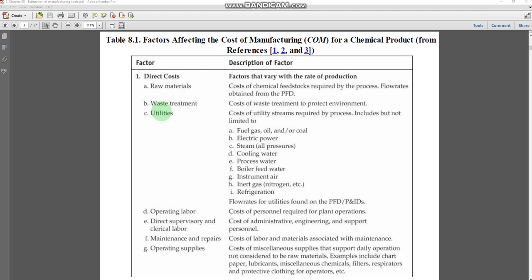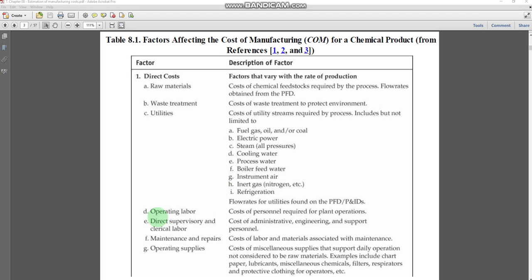Then we can have different types of utilities in the plant. It can be fuel, gas, oil, coal, electric power, steam, cooling water, process water, boiler feed water, instrument air, inert gas, refrigeration. All of these are utilities, and it depends on the input and output requirement if the process is running. So this can also vary with the product demand.